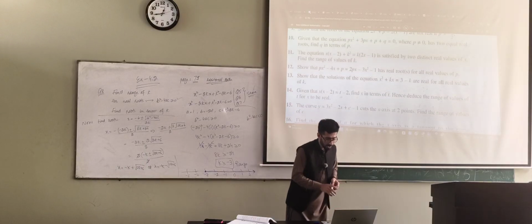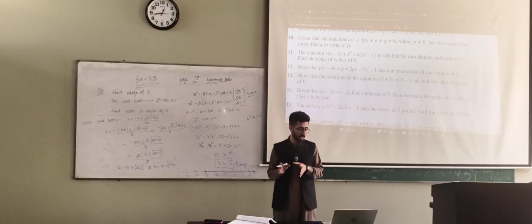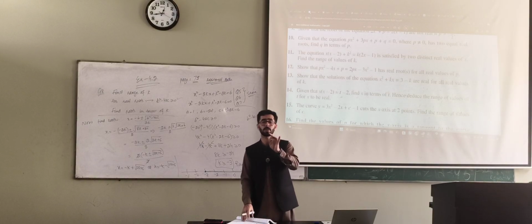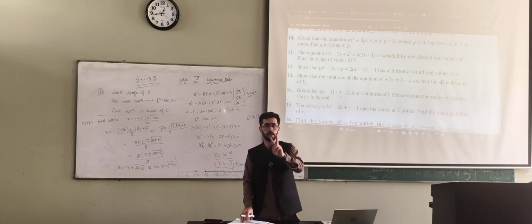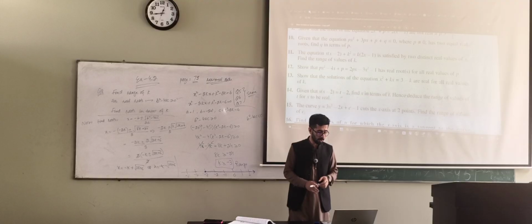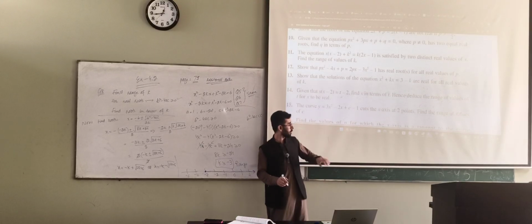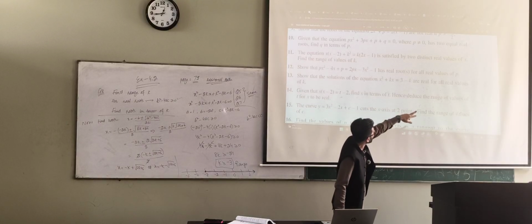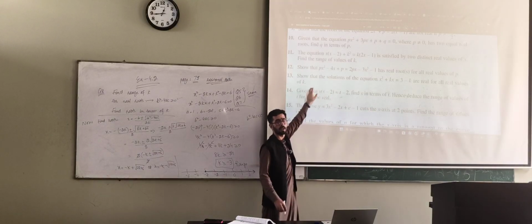Do question number 11, which says that this equation is satisfied by two distinct real values of x. It means two different real values of x are solutions of it. That means we have two different real roots. That means discriminant should be bigger than 0. You set discriminant bigger than 0 and you will find the value of k. Question number 13 says to show that the solutions of this equation are real for all real values of k.